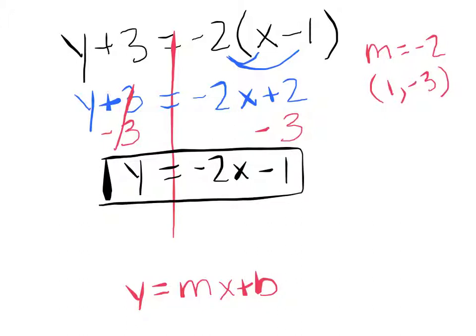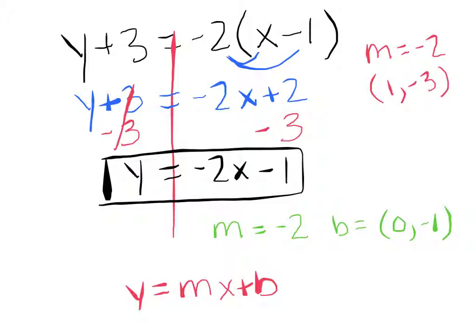And if pressed, we could say exactly what the slope and the y-intercept were. The slope is negative 2, which is exactly the same as it was in point-slope form. And the y-intercept is the point 0, negative 1.